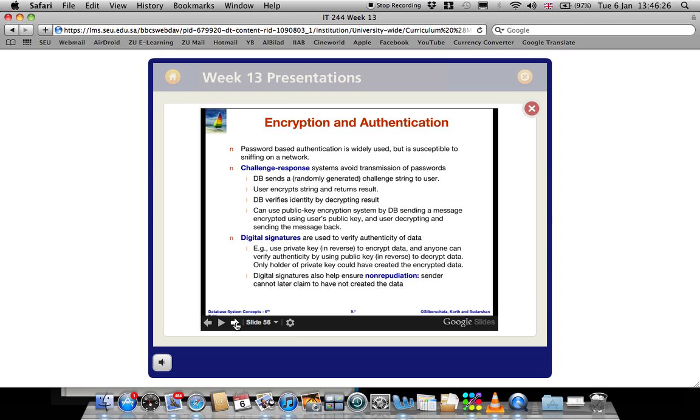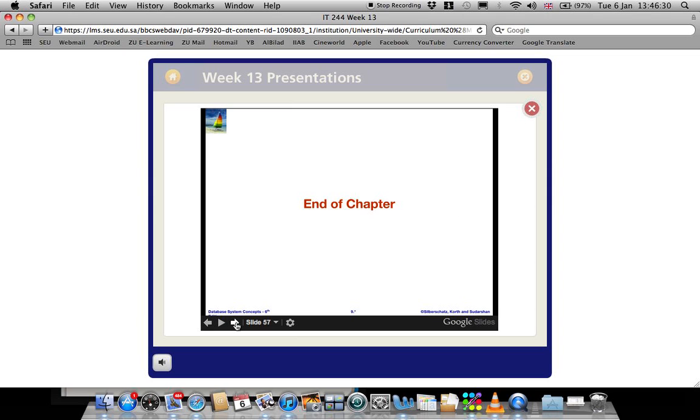Okay. Don't worry about the digital signature, and that's it. So this chapter is really easy, just a theoretical chapter. Just have an understanding of this chapter.